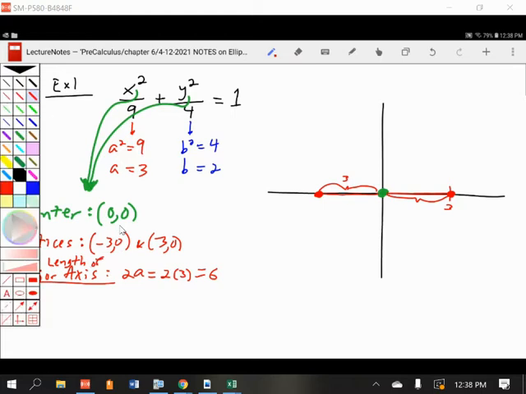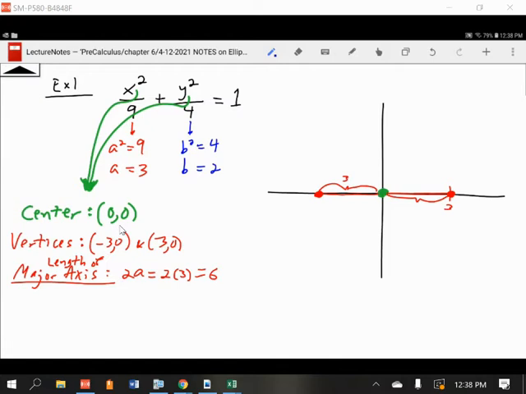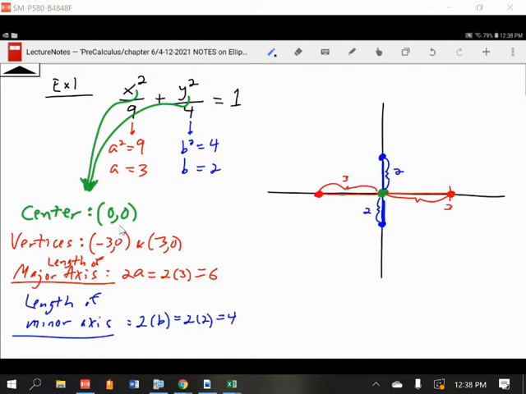Now, what about my minor axis? My minor axis is b units from the center. So if I go up 2, and if I go down 2, the minor axis of the ellipse is 4. The length of the minor axis, man, it's going to be tough to go to lunch in 3 minutes, is 2 times b, which is 2 times 2, which in this case is 4. So if you're ever asked for the length of the major, the length of the minor, there you go.